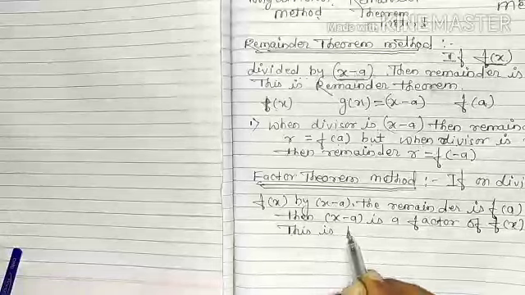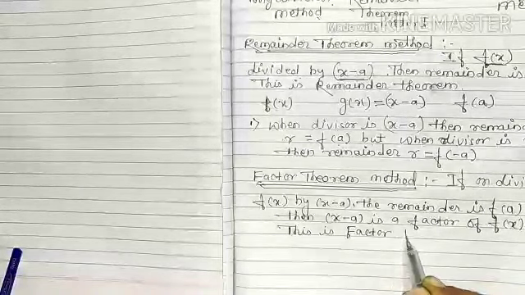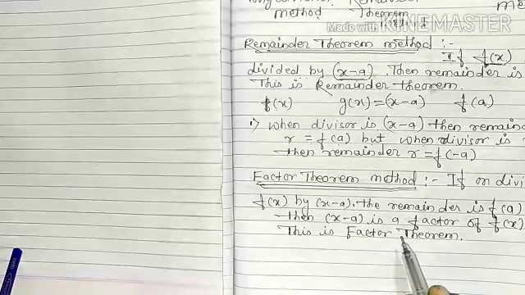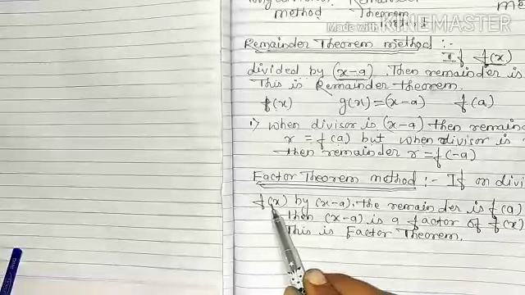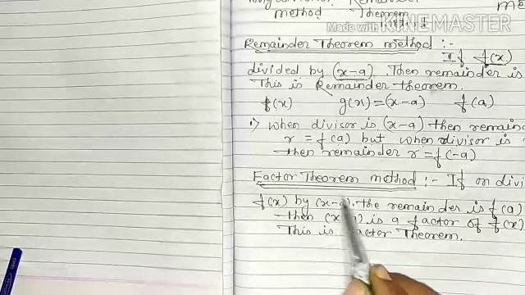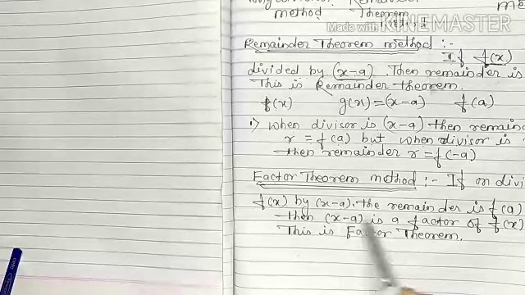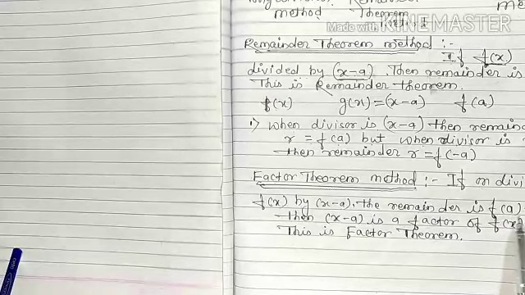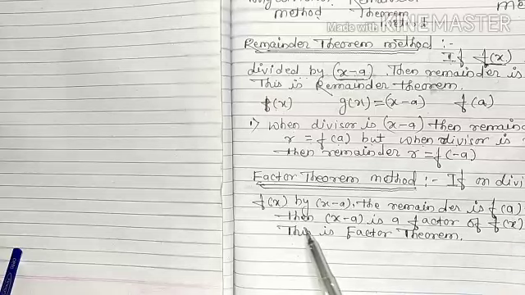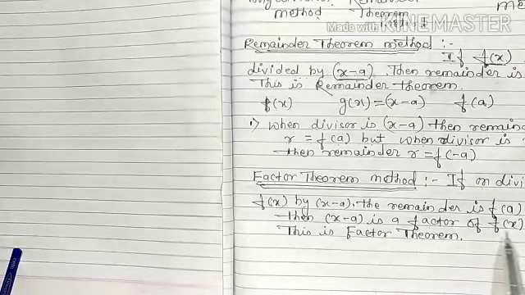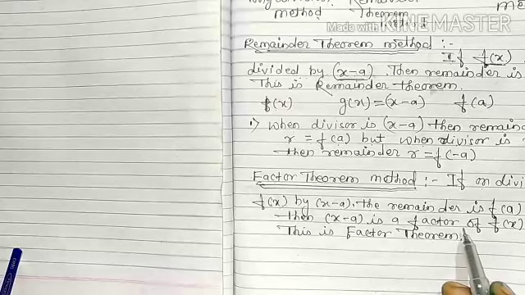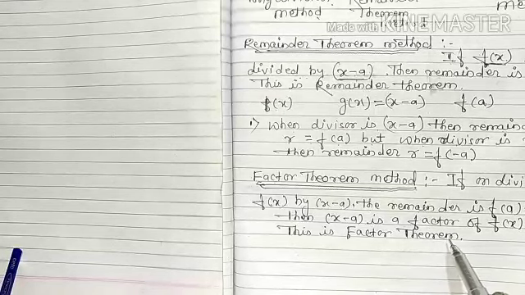This is the factor theorem. Once again I repeat: if on dividing f(x), a polynomial, by x minus a, the divisor, the remainder f(a) is 0, then x minus a is a factor of f(x). It means the divisor is a factor of the dividend. This is the factor theorem.